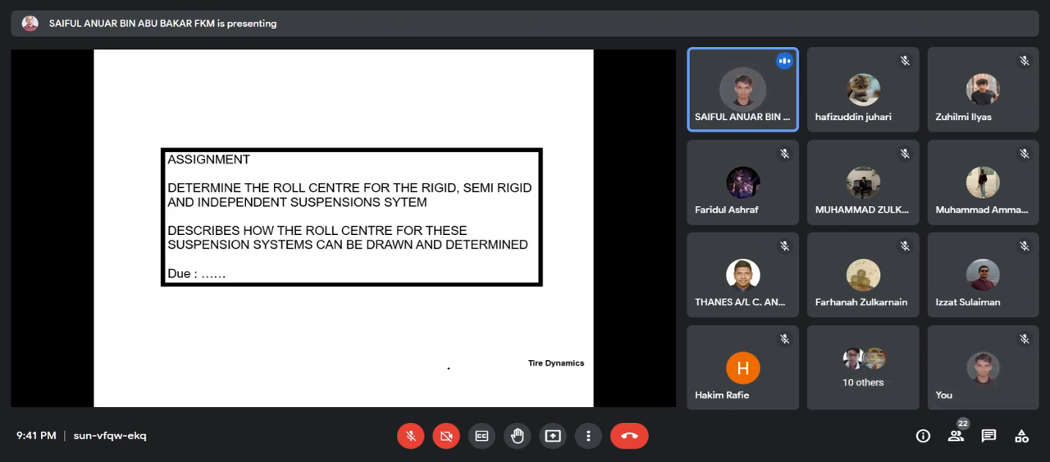So, for example, we have three types of suspension: the rigid, semi-rigid, and independent. I want you to pick one suspension for the rigid type, another one for the semi-rigid type, and another one for the independent suspension type. I want you to draw the roll center for each type of suspension, with instructions on how to draw that. Okay, understand on this assignment?